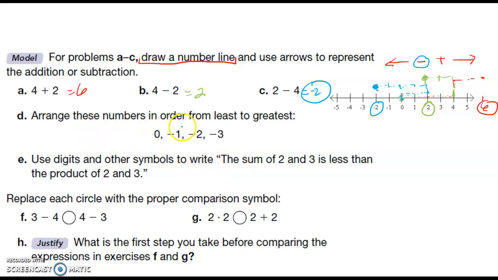And then it says arrange these numbers in order of least to greatest. Okay, so hold on just a second. I'm going to erase what we've done, and then we're going to use the number line to figure out least to greatest. Okay, so I'm back.